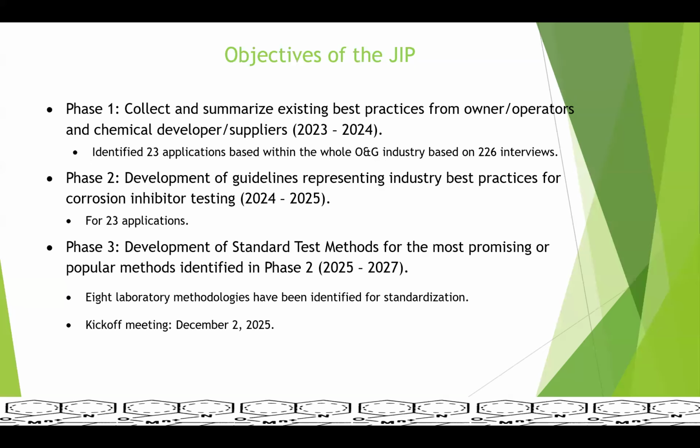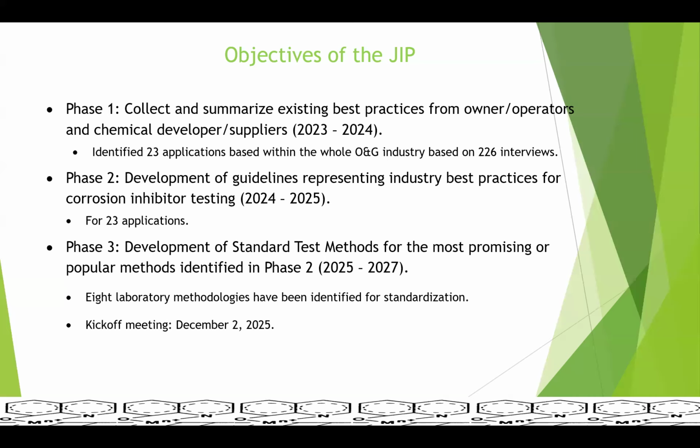In that phase one, we identified 23 applications across the oil and gas industry in which corrosion inhibitors are being used. In phase one, we conducted 226 interviews. Many of you participated in the interviews. Based on the information we collected, in phase two, we developed a guideline representing the current industry best practice for inhibitor testing, and we developed the guideline for each one of the 23 applications.